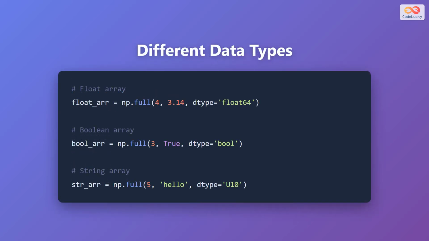np.full works with different data types. For a float array, we can specify dtype equals float64 and fill it with 3.14. For a Boolean array, we use True as the fill value with dtype bool. For strings, we can use any text value and specify dtype U10, where U stands for Unicode and 10 is the maximum string length.